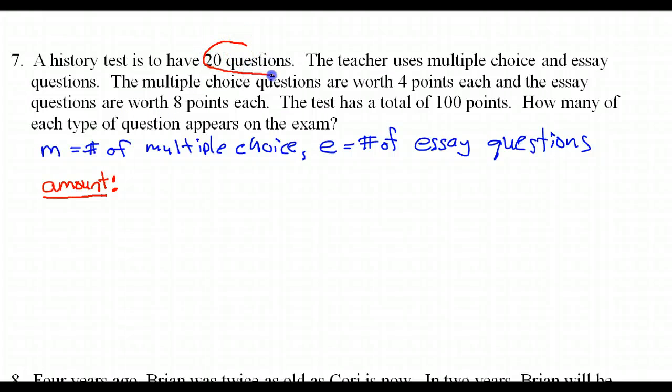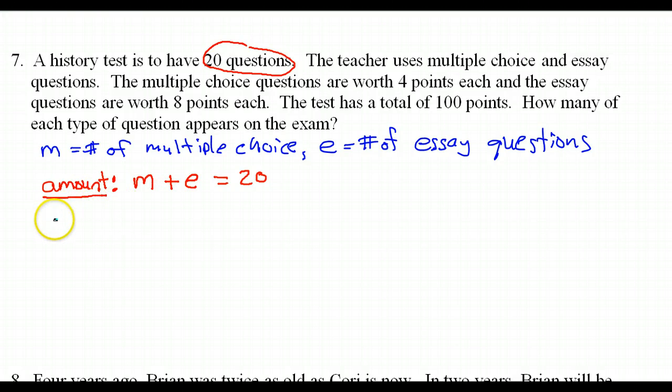There are 20 questions total. Some of them are multiple choice, some of them are essay, but altogether it makes 20. So the amount equation is usually a really simple equation like this. M plus E is equal to 20. Very straightforward. Some are multiple choice, some are essay, but the total of them has to equal 20 because that's how many questions there are. So boom, 1 equation down, the amount equation.